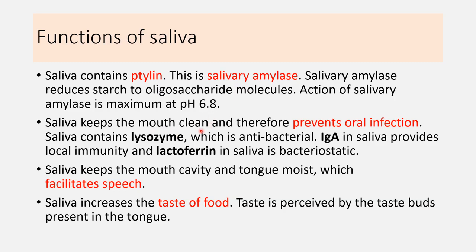Saliva keeps the mouth clean and therefore prevents oral infection. Saliva contains lysozyme, which is antibacterial. Saliva contains IgA, which provides local immunity, and it contains lactoferrin, which is bacteriostatic. In this manner, saliva provides protection in the oral cavity. Saliva keeps the mouth cavity and tongue moist, which facilitates speech. Saliva increases the taste of food because it acts as a solvent for various chemicals present in food. Taste is perceived by the taste buds present in the tongue.